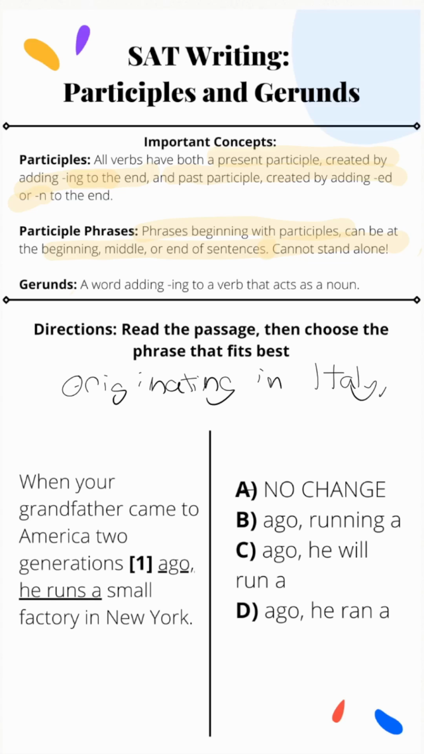So we could say, "Originating in Italy, pizza is loved worldwide." If we happen to put that at the end, then we would have a full sentence with that participle phrase at the beginning.